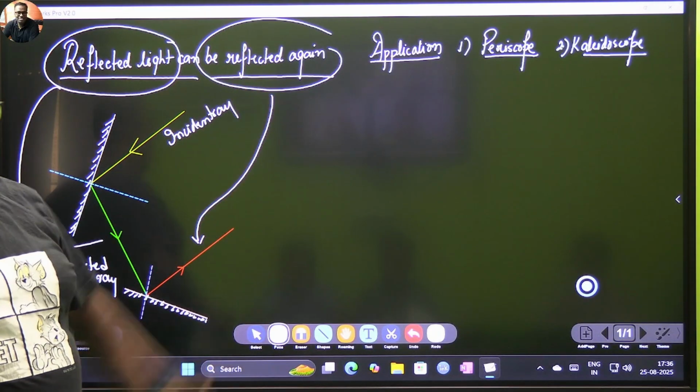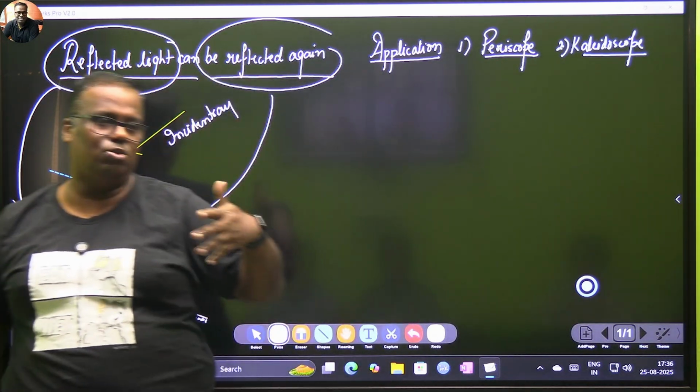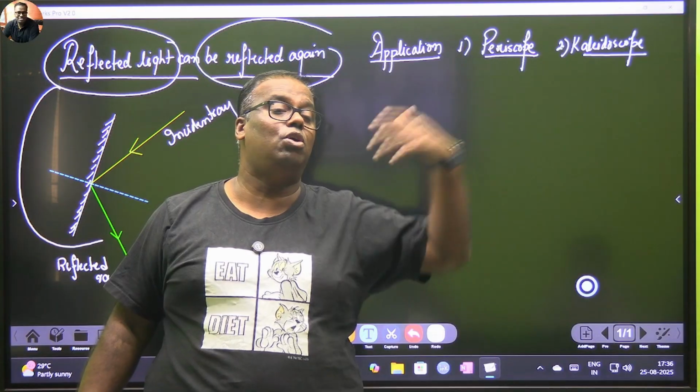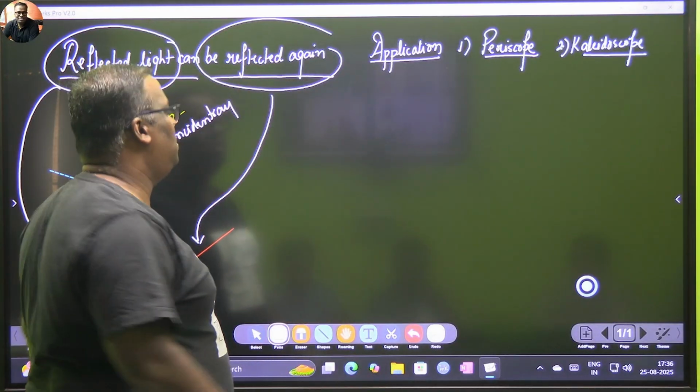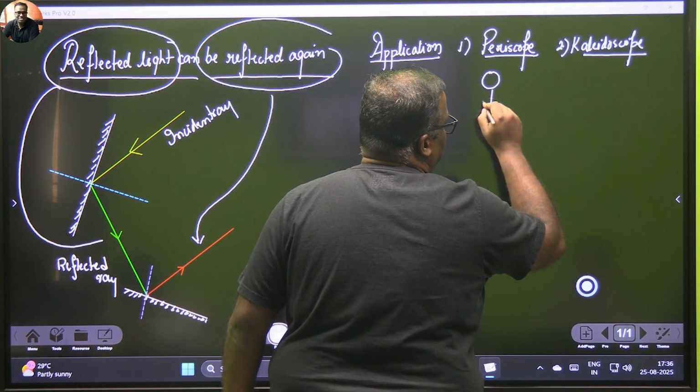So let's see the periscope. Now, periscopes are actually used by submarines. When the submarines go down in the water, a periscope allows you to see something which is beyond your line of sight. What do we mean by beyond line of sight? The concept is like this. Say this is a person.